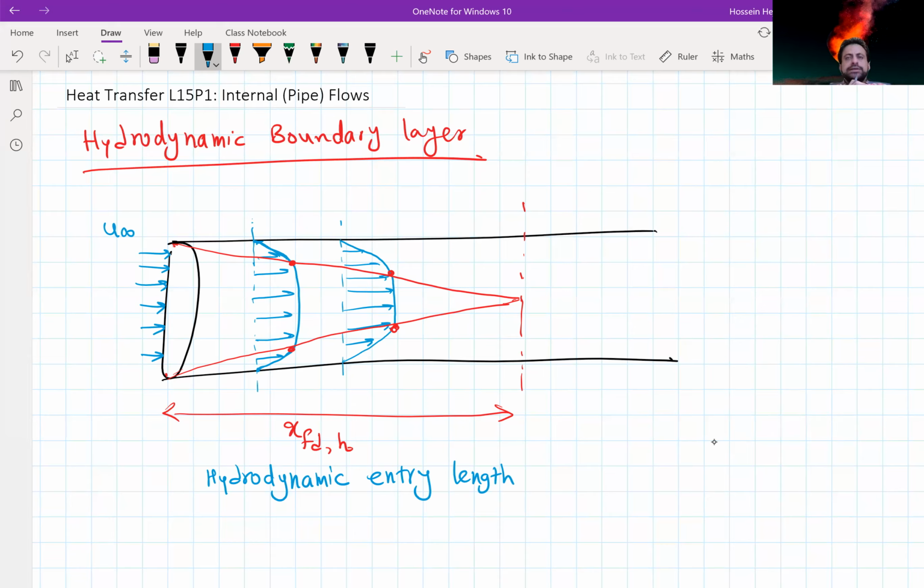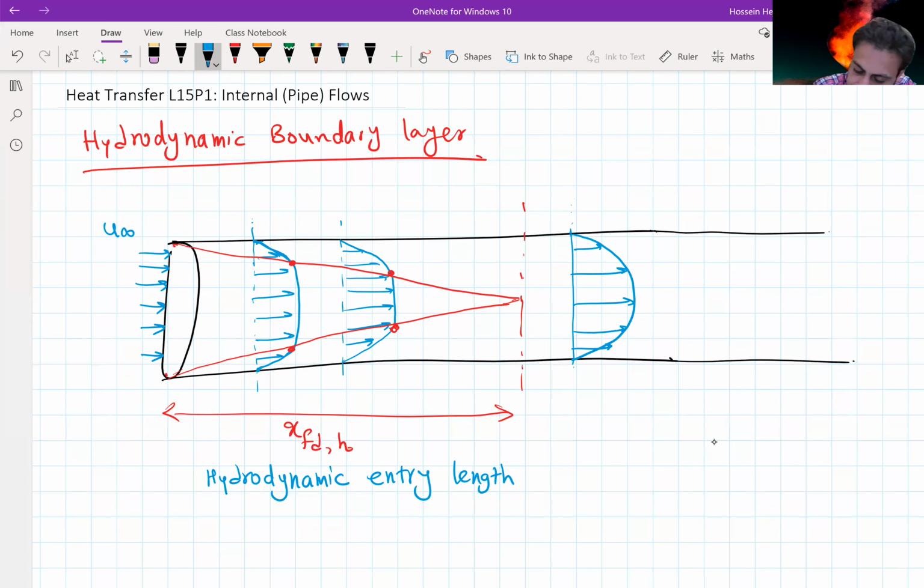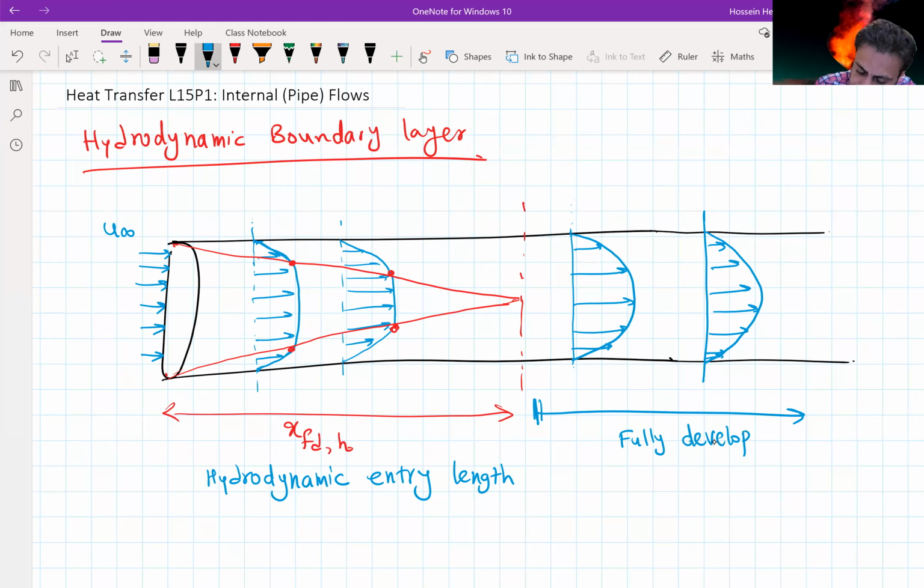Now, what happens here is after this entry length, the velocity profile does not change with x. So if I plot the velocity profile beyond the entry length, beyond this boundary layer formation, then we have what we call a fully developed velocity profile. And what I'm plotting here is the fully developed velocity profile for a laminar flow. That profile does not change anymore. So this is the region we call the fully developed region.